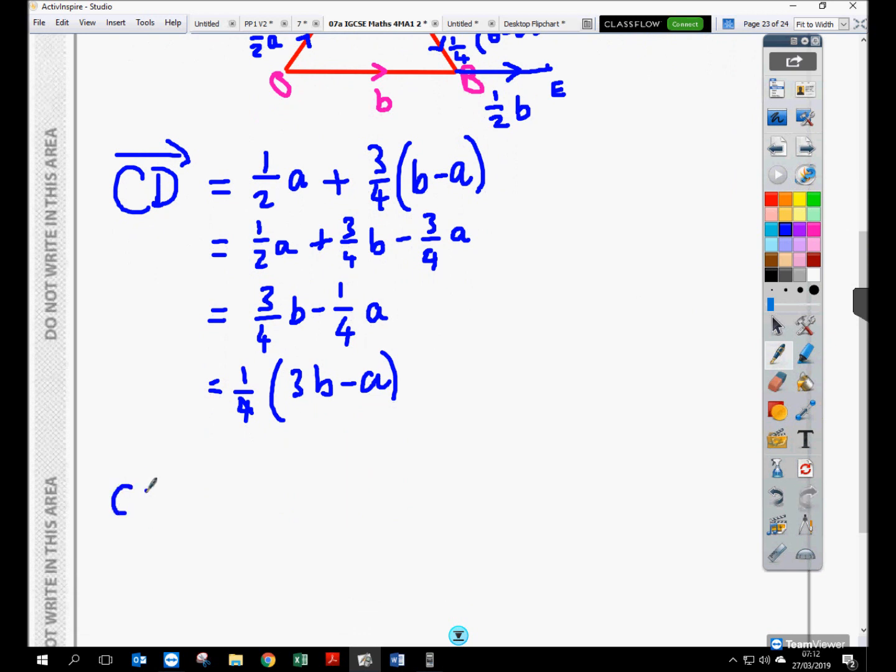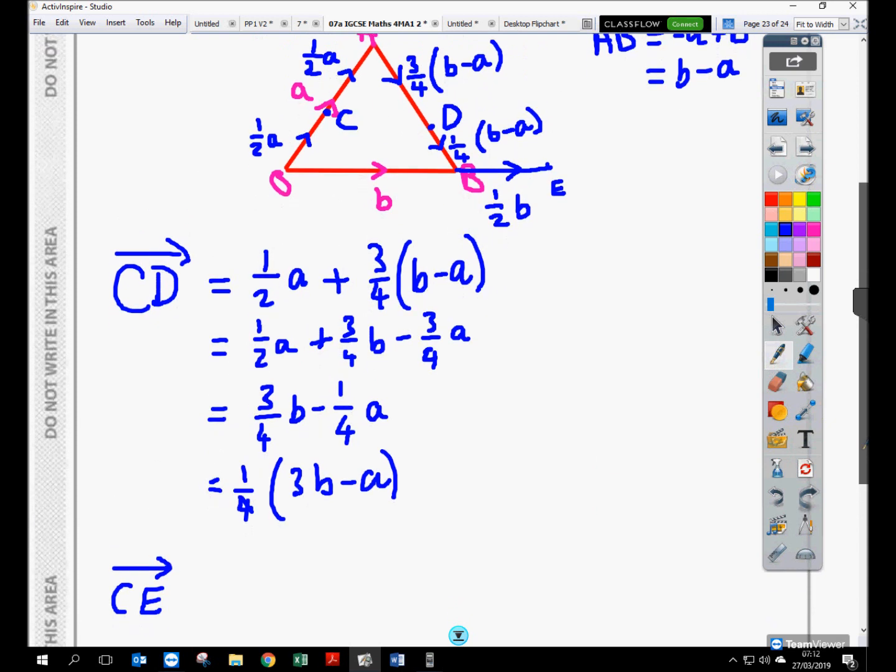Okay, and I also said that we need to work out from the first letter to the last letter. So we worked out from C to D. We're now going to work out from C to E. The easiest way to get from C to E is down here and across. I've labelled my diagram very nicely. It should be quite easy. Remember, I'm going backwards now against the vector, so it's minus half of A to begin with, and then all the way down to the end. So B add half of B. If you add B add half of B, that's 1.5B, or if you like fractions, 3/2B.